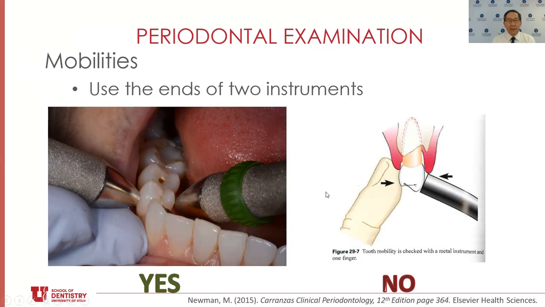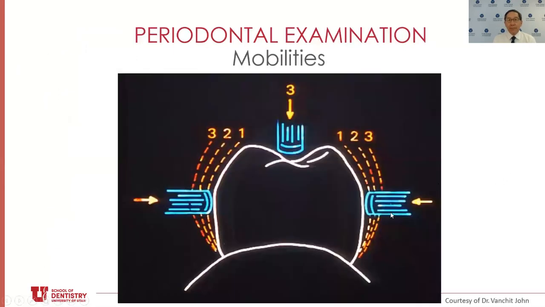And we always caution the students not to use the finger. Use 2 handles, because the cushioning of your fingertip may be enough to prevent you from seeing the actual mobility of a tooth. So schematically, what this represents is if you place your 2 ends of the mirror handle or probe handles here, and you push in a horizontal direction. If it's moving up to 1, it's 1 mobility, up to 2, 2. More than 2 becomes 3.